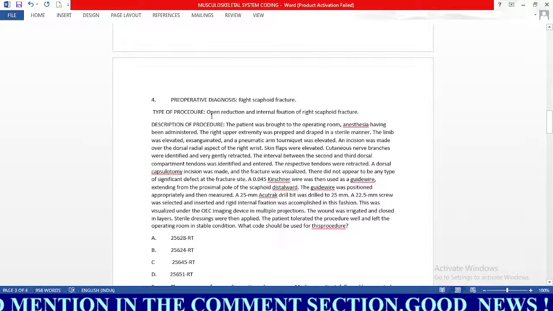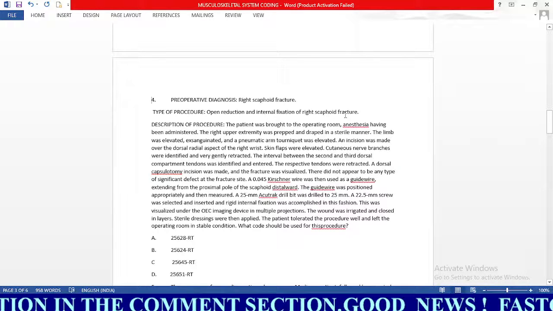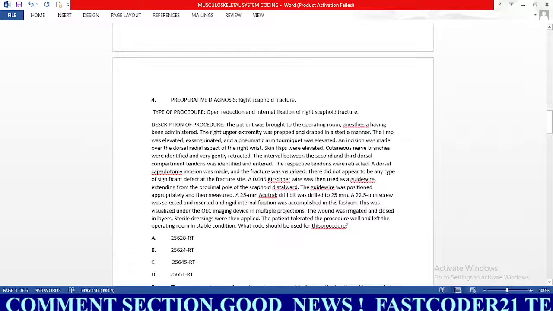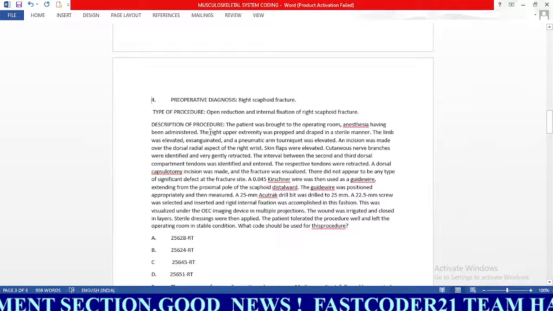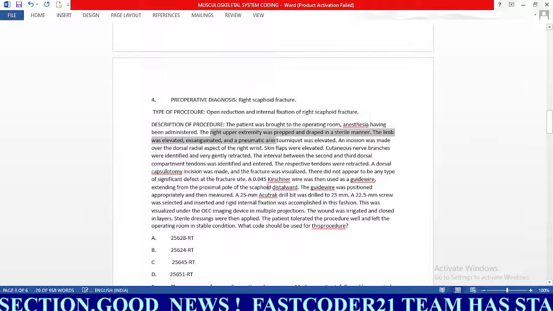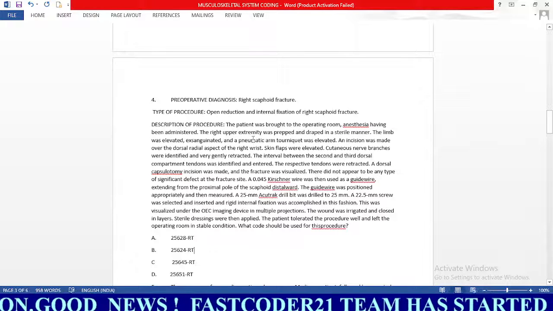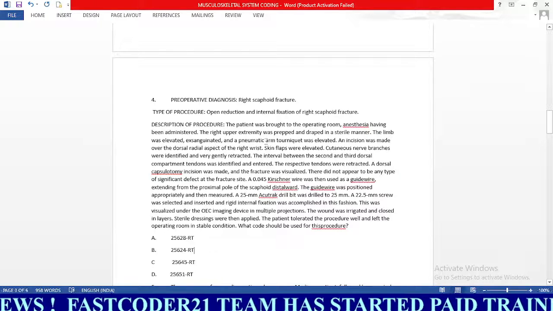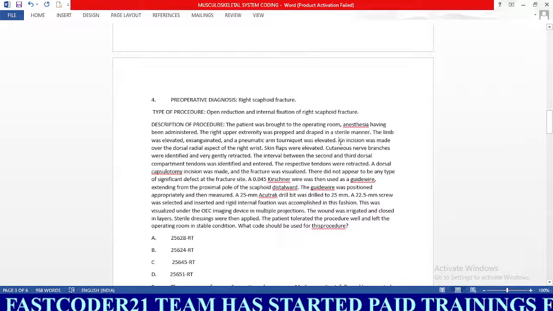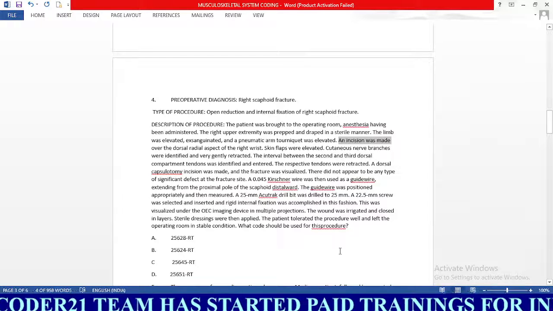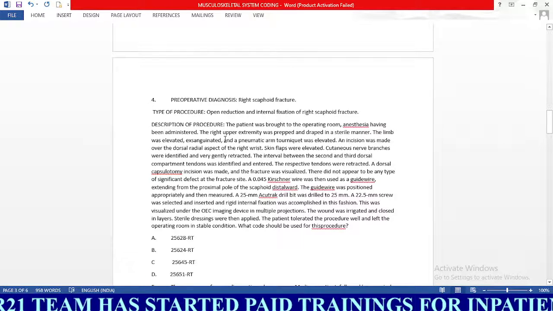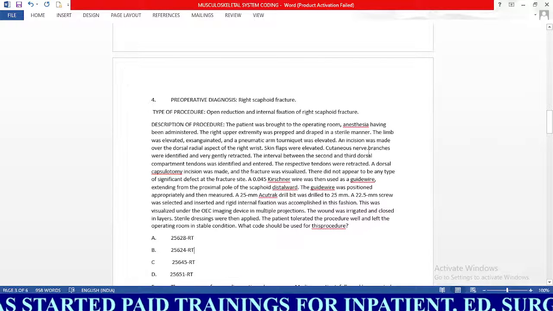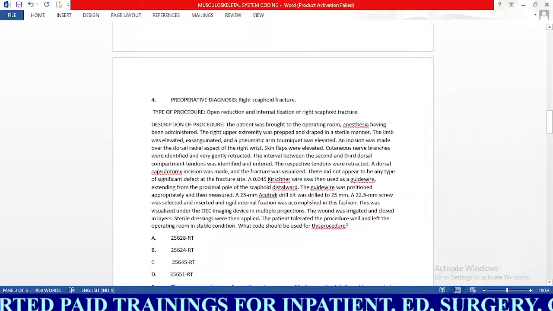Right scaphoid fracture, open reduction and internal fixation of right scaphoid fracture. The patient was brought to the operating room, anesthesia having been administered, the right upper extremity. This is the keyword here. Whenever we code any procedure, we need to know the exact location. So here, right upper extremity is the keyword. The limb is extended and a pneumatic tourniquet applied. Okay, an incision. This is the keyword. Incision means, as all of us know, it is an open procedure, over the dorsal radial aspect of the right wrist. Skin flaps were elevated, cutaneous nerve branches were identified and very gently retracted.